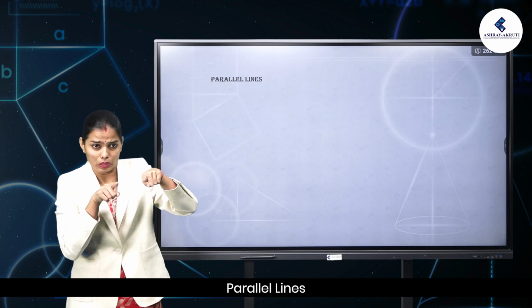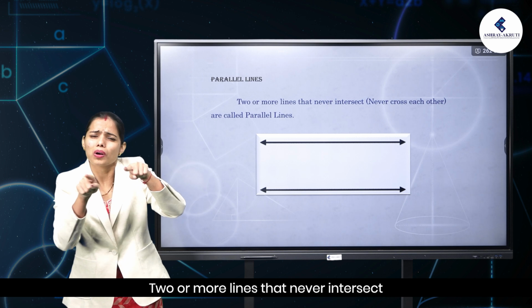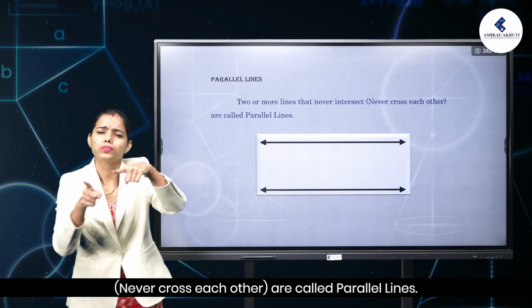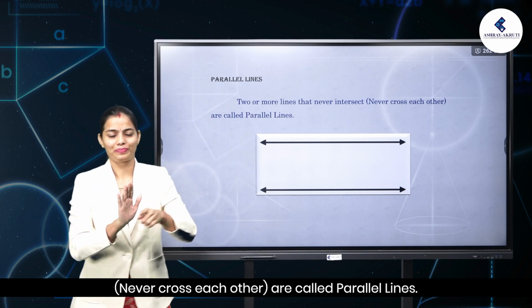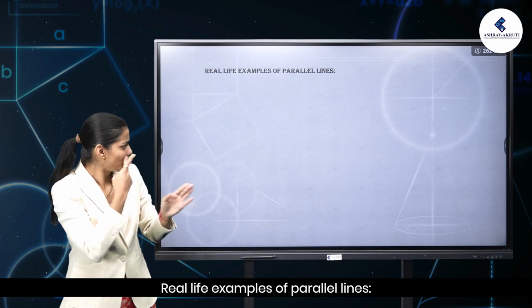Parallel lines. Two or more lines that never intersect, never cross each other are called parallel lines. Real life examples of parallel lines.